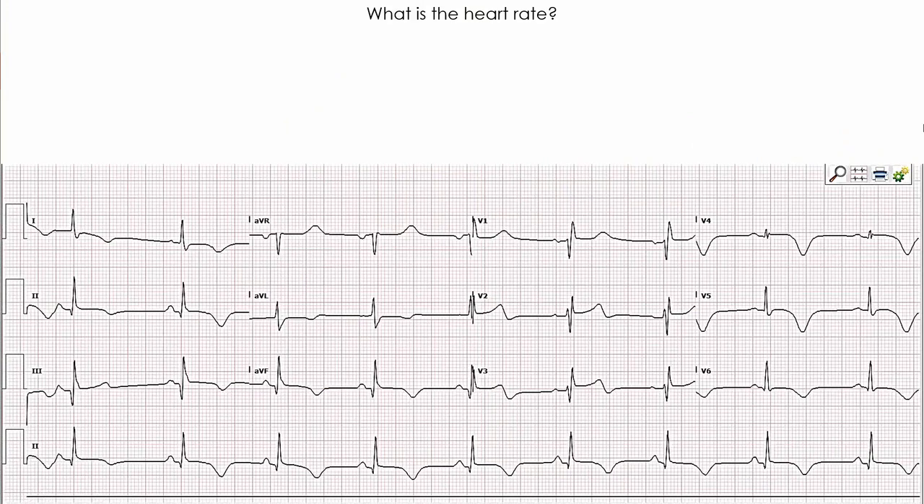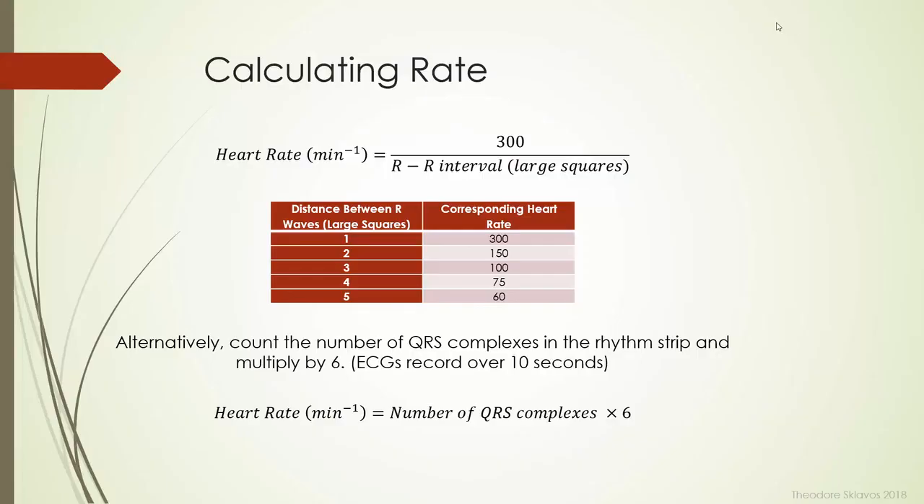Okay, so 3 initial features: rate, rhythm, axis. Okay, what's the heart rate? Well, there are a couple of different ways of calculating the heart rate when looking at the ECG. The most common is 300 divided by the number of large squares between QRS complexes, or in what's technically called the RR interval, okay, the interval between the R waves. So if you have only 1 large square, then 300 over 1, that's 300. 2 large squares, the rate's 150, so on.